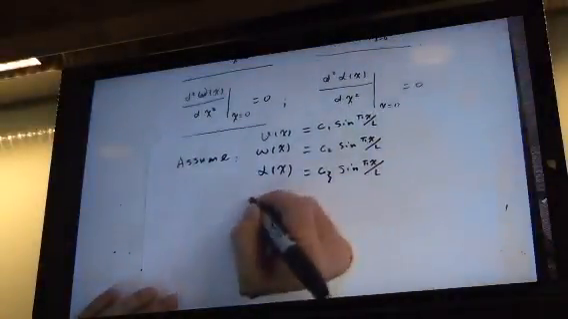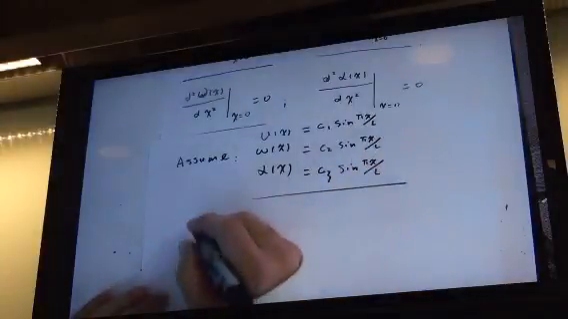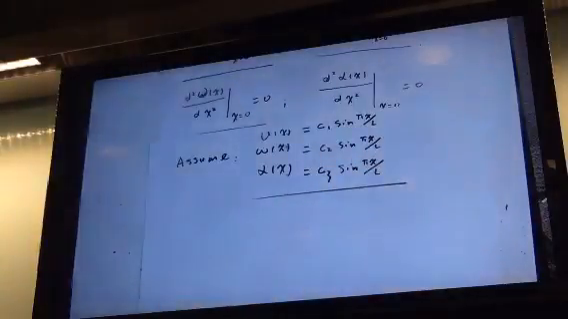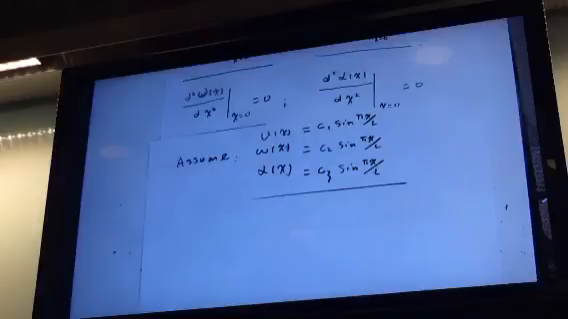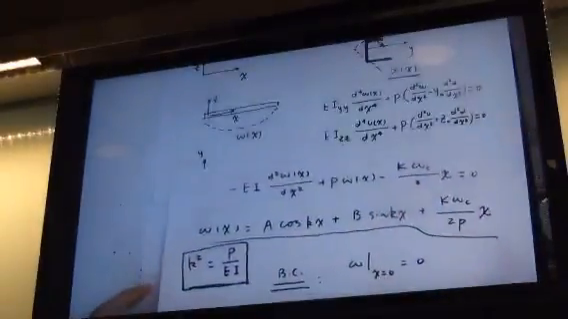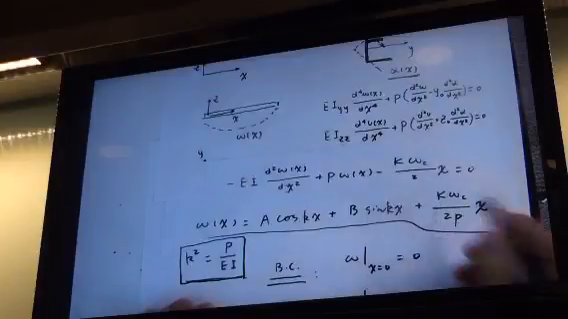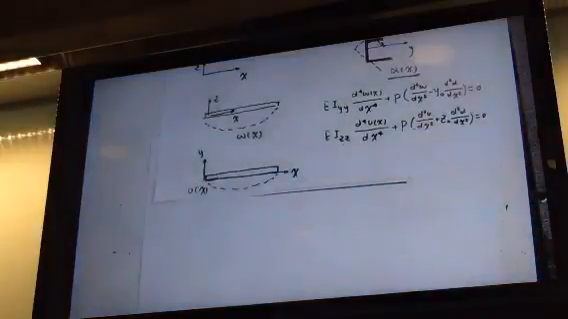Okay, so we substitute the assumed functions into those 3 equations. I should come back to those 3 equations. These are the first 2 equations, and this is the last one. This one, right? We have 3. No, this one. Where is it?